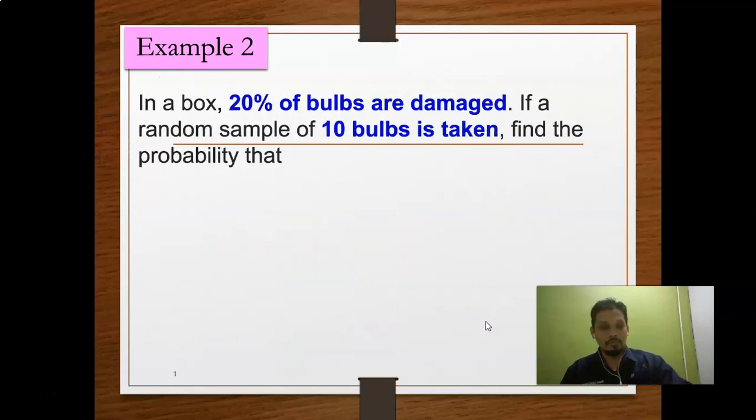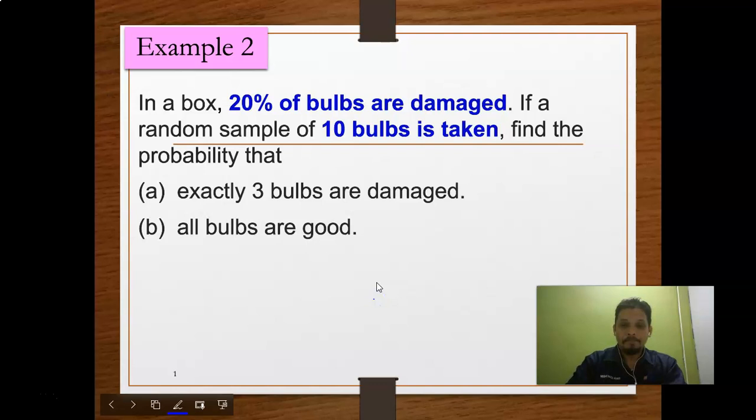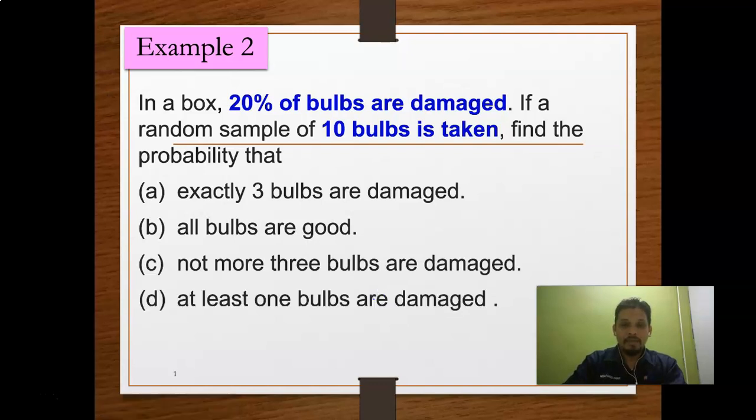Example 2. For example number 1, we use the calculation first, and after this we look into how to use this statistical book. And then, in a box, 20% of the bulbs are damaged. If a random sample of 10 bulbs is taken, find the probability that exactly 3 bulbs are damaged, and all bulbs are good.